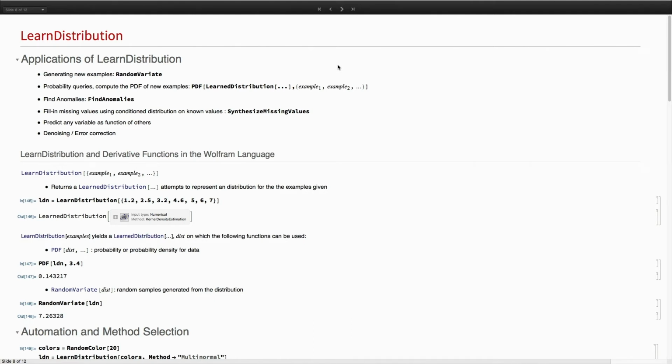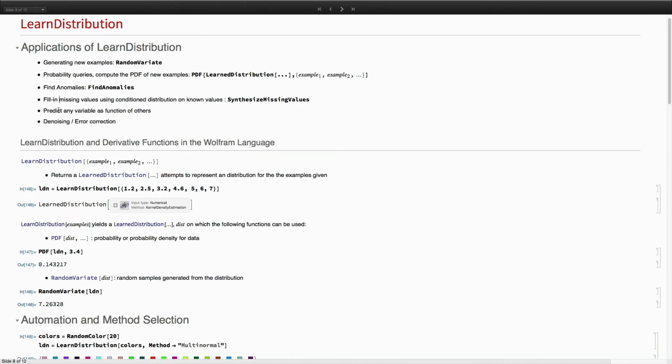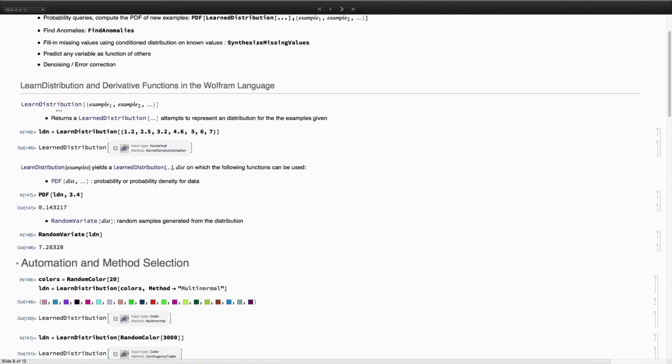By having a trained distribution, you can generate new samples, you can synthesize new samples. You can query probabilities of new samples. You can find outliers and anomalous examples. You can fill in missing values, you can denoise and decorrupt your data. So there's a variety of tasks that can be unlocked by knowing the distribution.